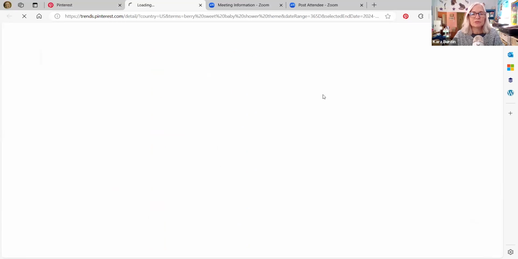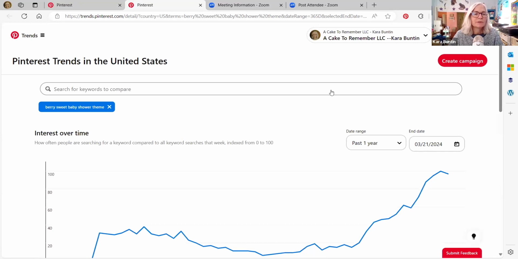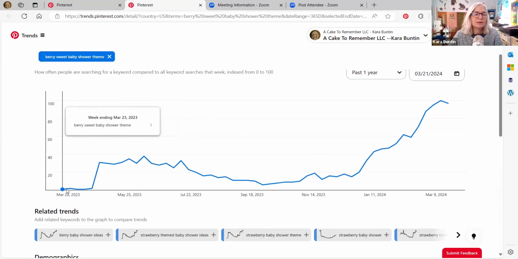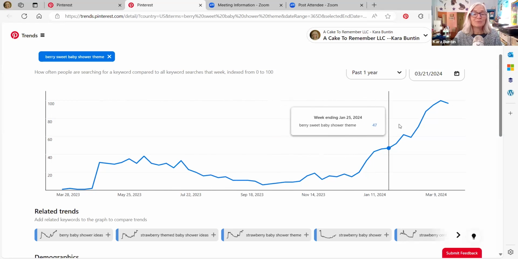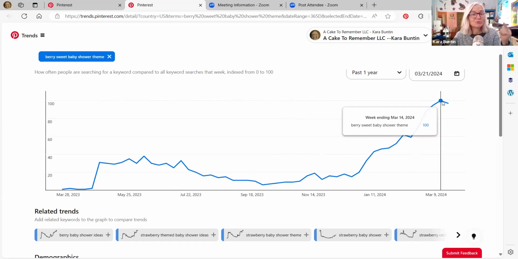Let's go over here to this one. This is probably a good one to look at. Okay, so last year it was really low. And remember how the trending ones, like the seasonal ones, will kind of match up on this end and this end? This is new. Okay, so this is a new trend. Maybe it was a little popular last year, but it's getting a lot more popular this year. That's really good to know.